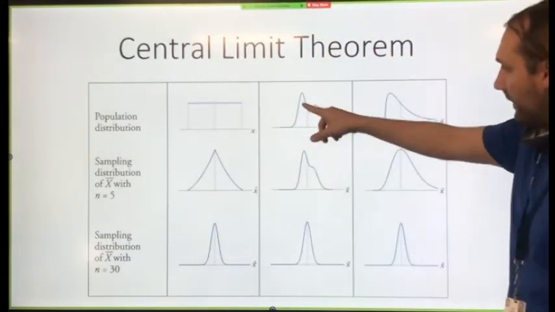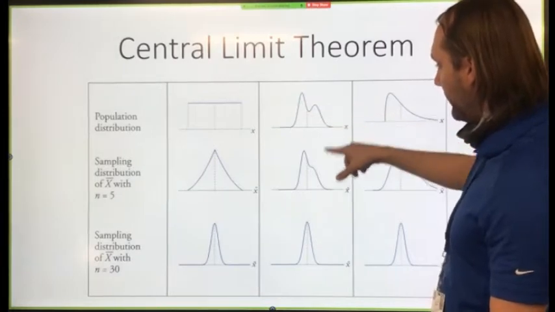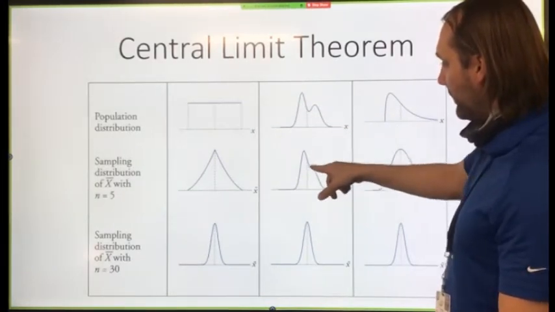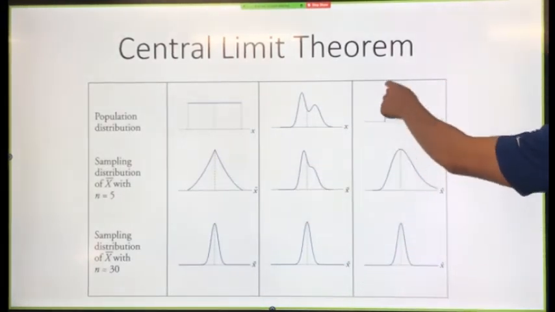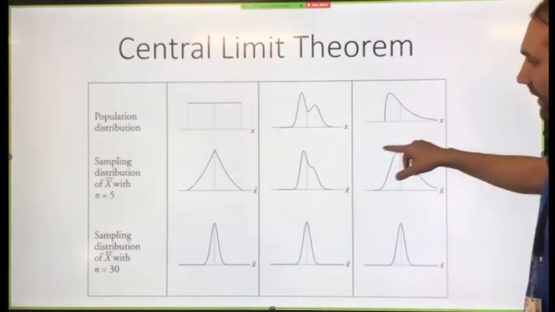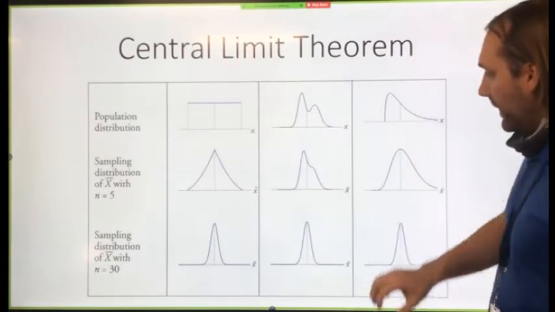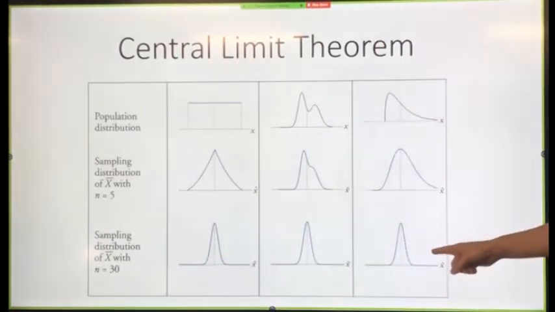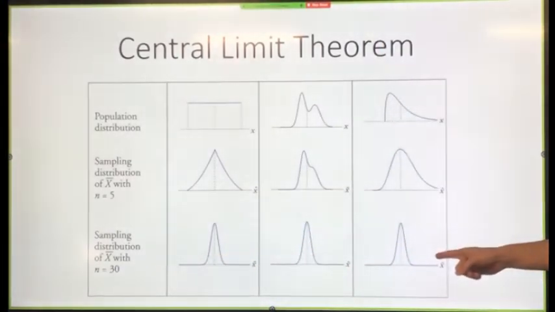Same thing with this type of population distribution. Here would be what the distribution of the means looks like. This will be the example of the mean of this population distribution, and that is just with 5. Notice when I get to 30, they all look the same.